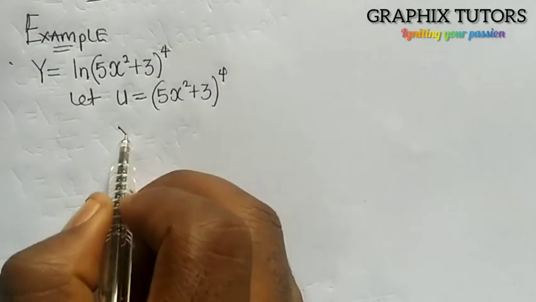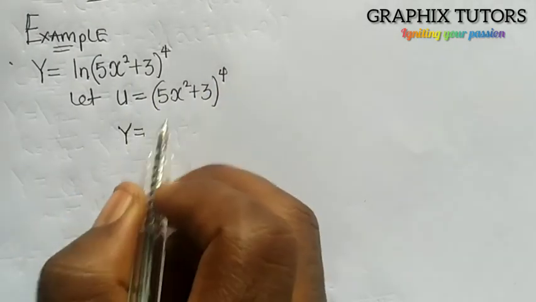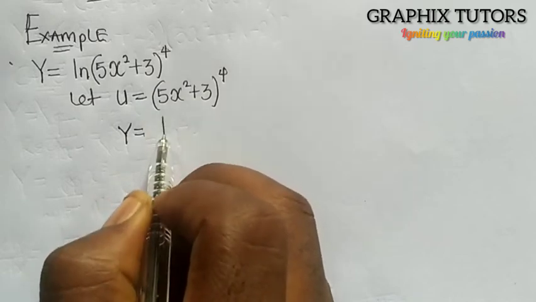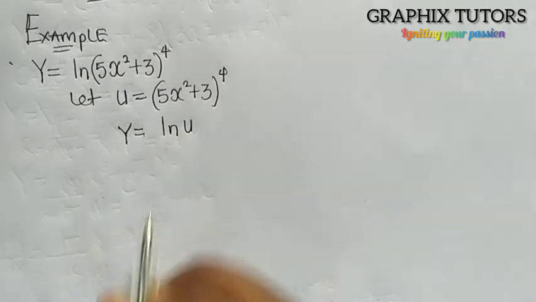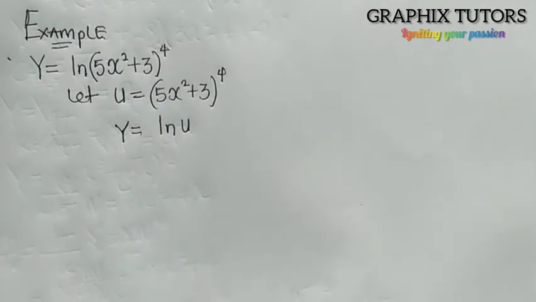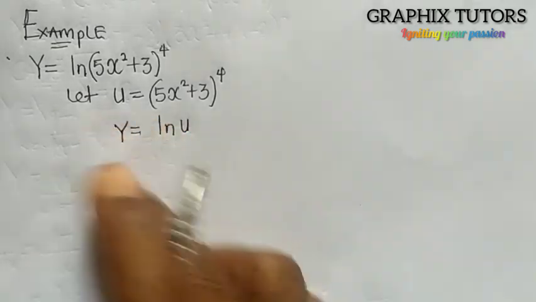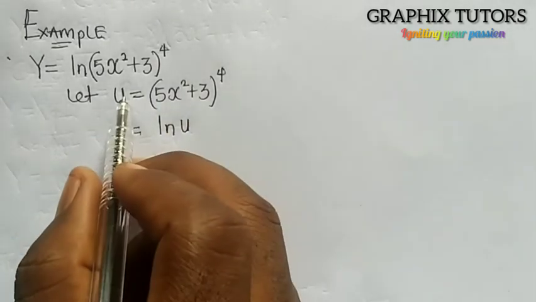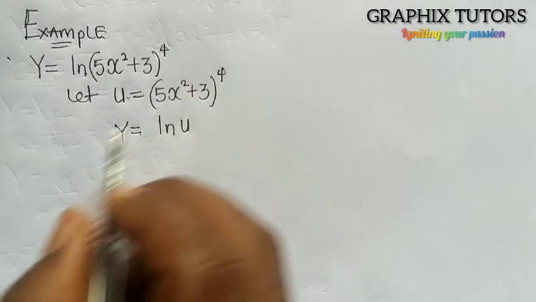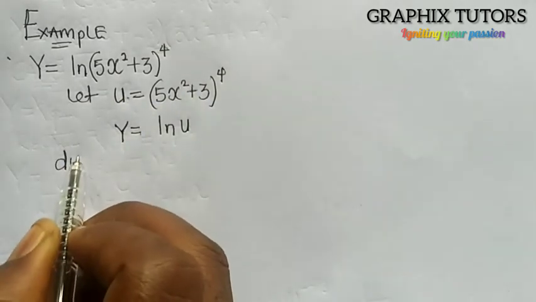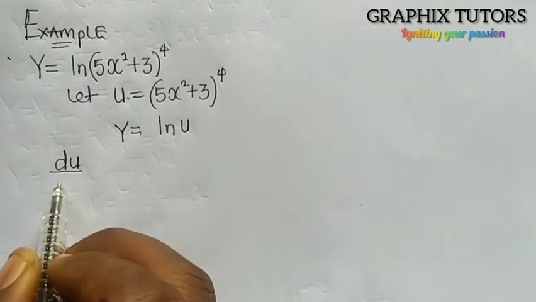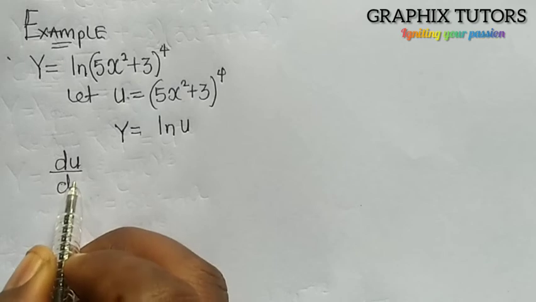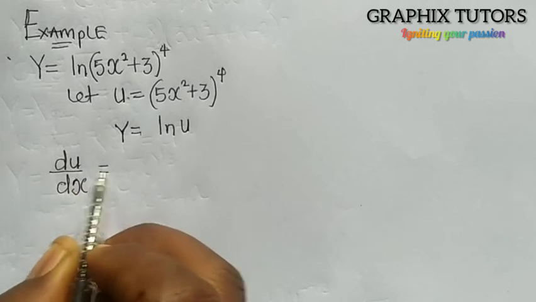So if I want to write it, my y will be equal to ln u. Now, from here, I'm going to differentiate this. So differentiating this variable, I'll say that my du related to dx will give us what?